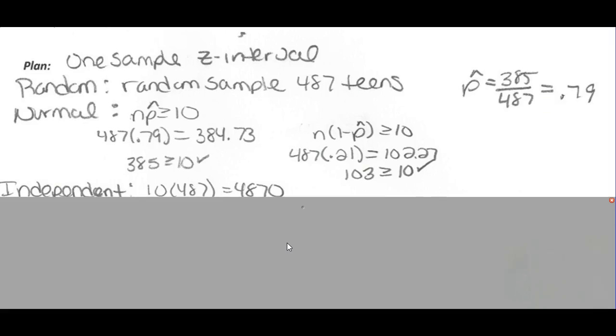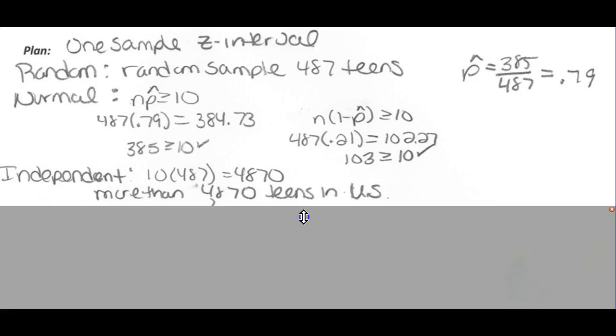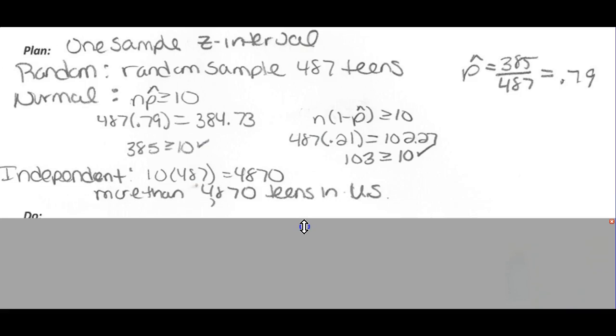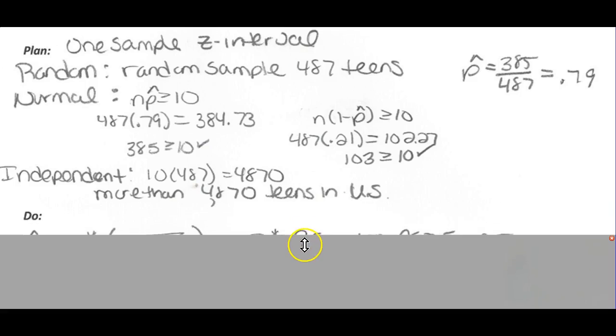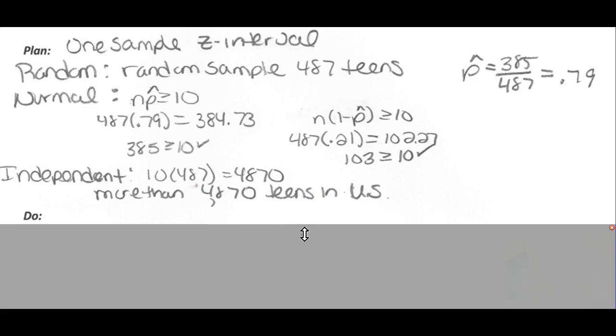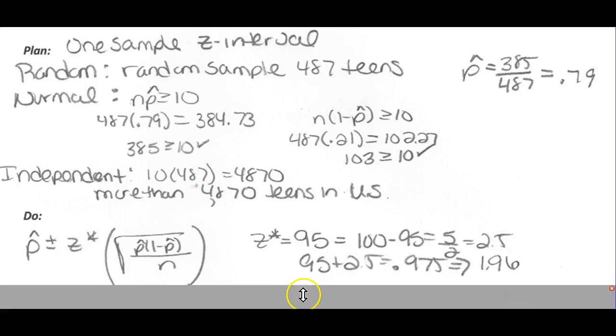So now is it independent? So 10 times 487 gave me 4,870, and I'm fairly certain it's safe to say that there are more than 4,870 teens in the U.S. So here's the do part. So we have p hat plus or minus z crit times the square root of p hat times 1 minus p hat over n. Again, I'm going to go find my z-score.